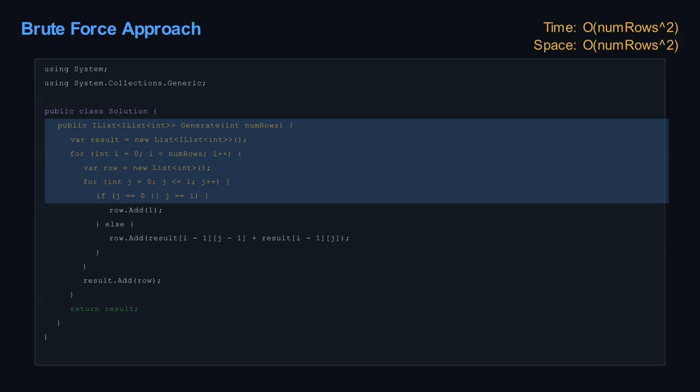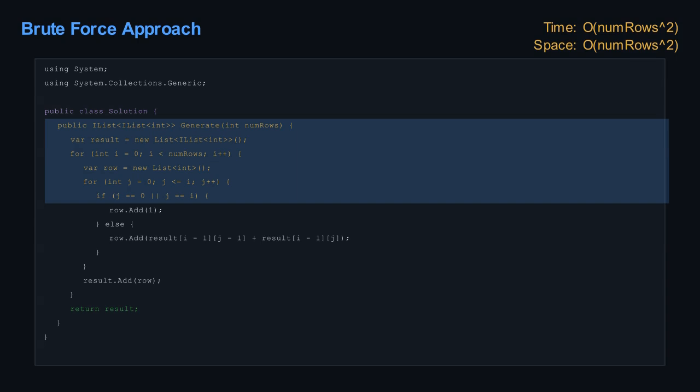If the column index is 0 or equals i, we know the value must be 1, because those are the edges of the triangle. Otherwise, we look at the previous row we already built, take the element at column j-1 and the element at column j, add them together, and store the sum in the current row. After the inner loop finishes, we add the completed row to our result list. When the outer loop ends, we have the full triangle.